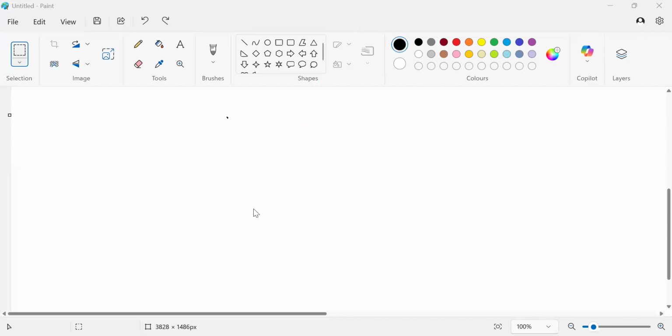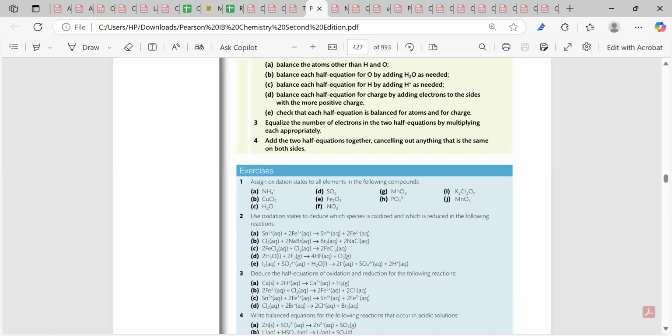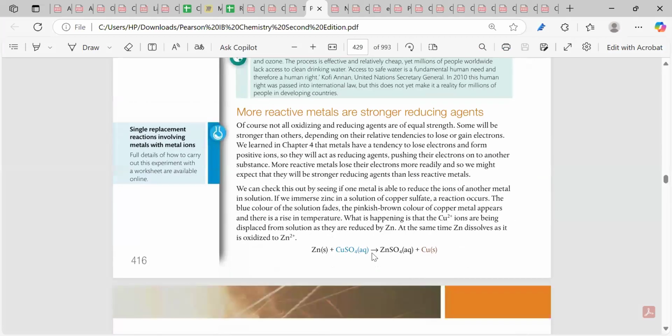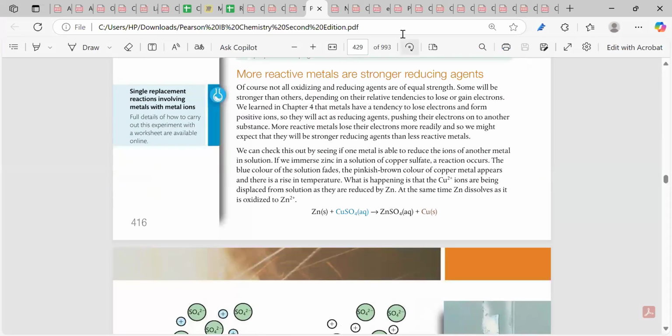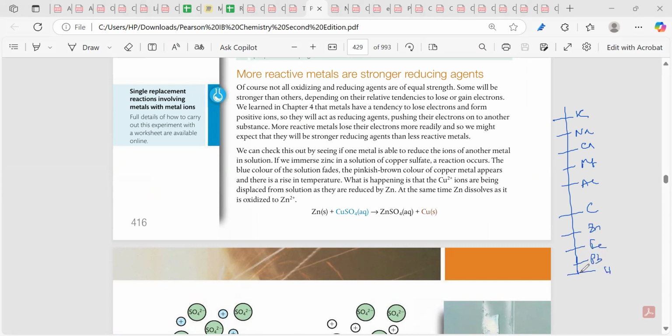We will now go to a very important part that we understood when we talked about metals, right? Now we have got the reactivity series. Potassium, sodium, calcium, magnesium, aluminum, carbon over here, zinc, Fe, lead, hydrogen, copper, silver. These are what we are having, right?